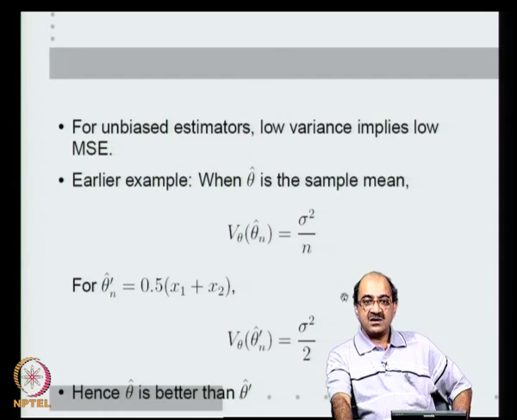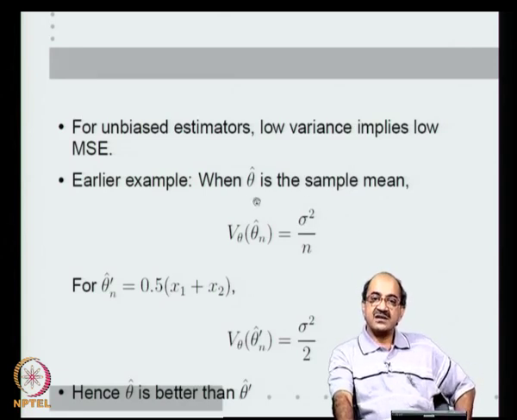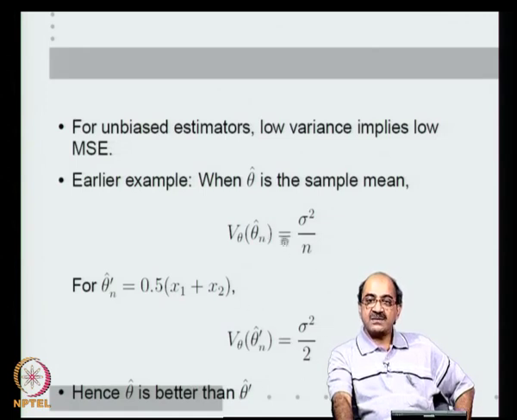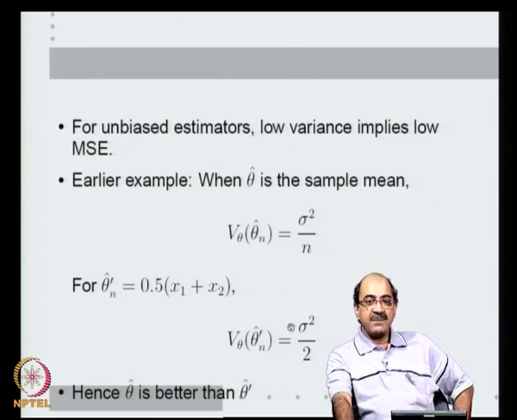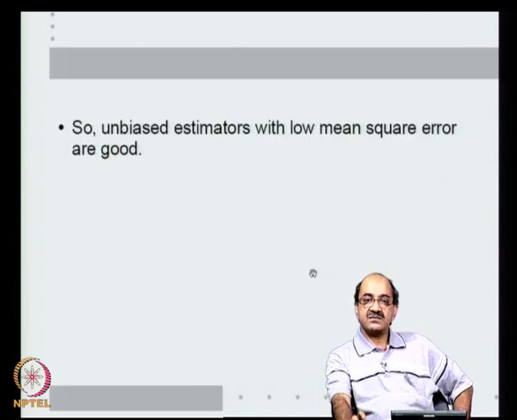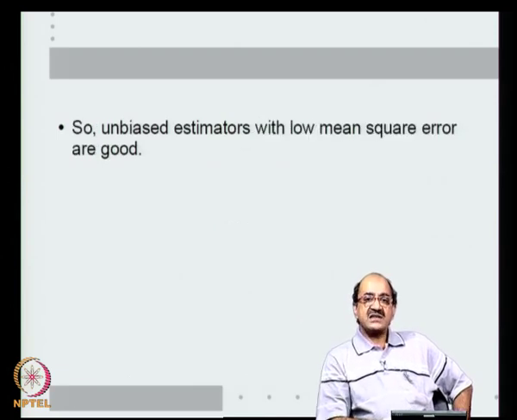Because the variance is smaller here than here, this is a better estimate, because both are unbiased, and the variance is the mean square error. So, the mean square error of this estimator is smaller than the mean square error of this estimator. So, I can say that this estimator theta hat n is better than theta hat prime n. So, mean square error is a good way to compare estimators, and for unbiased estimators mean square error is simply the variance. So, unbiased estimators with low mean square error are good estimators.